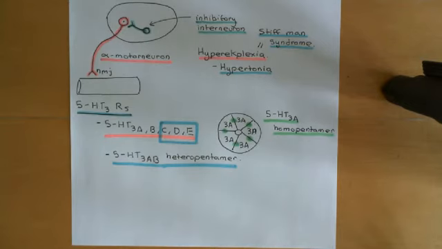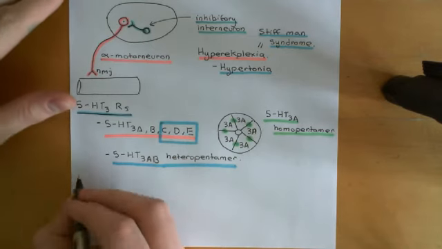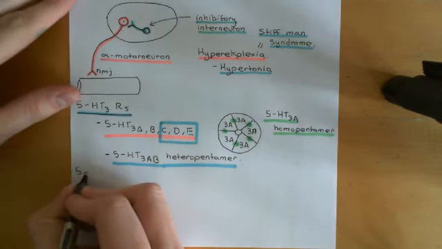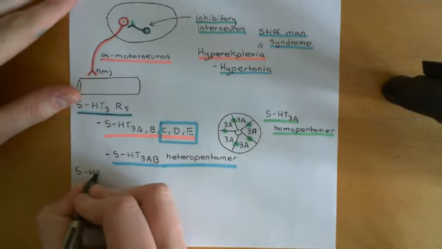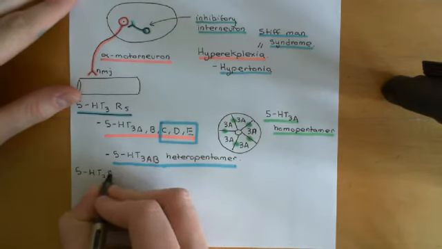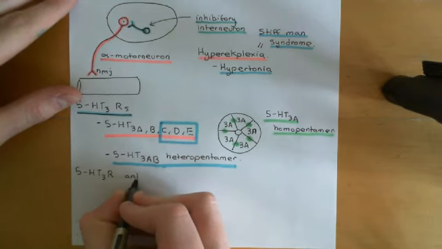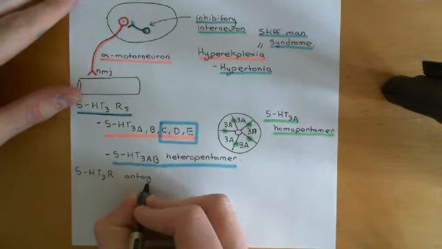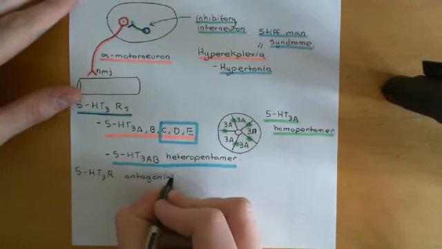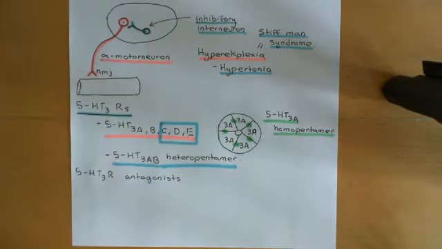Right, so now what I want to talk about is a clinical correlate of the 5-HT3 receptors, which is the fact that 5-HT3 receptor antagonists exist, and they are very clinically useful. They are used as antiemetics. So I want to talk about 5-HT3 receptor antagonists.